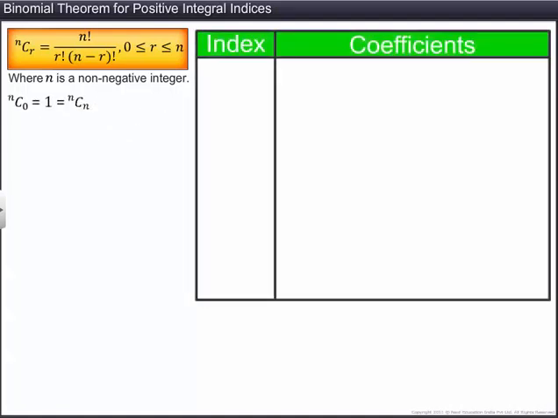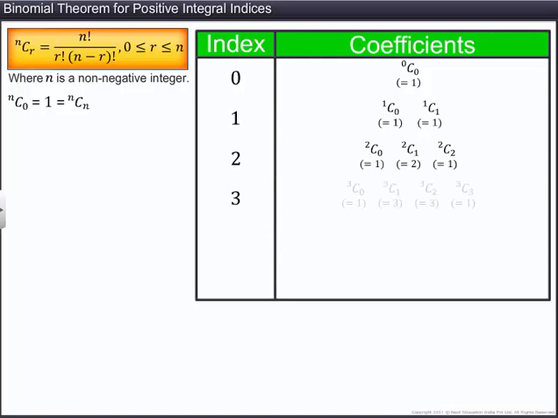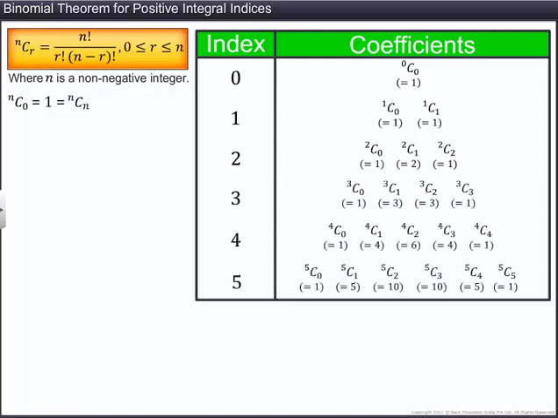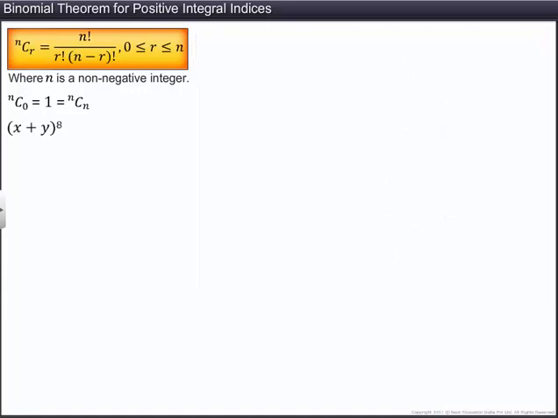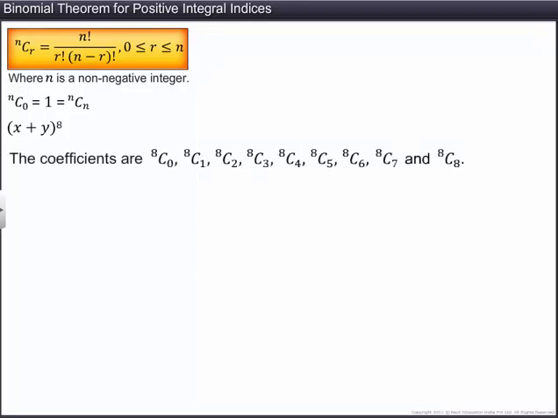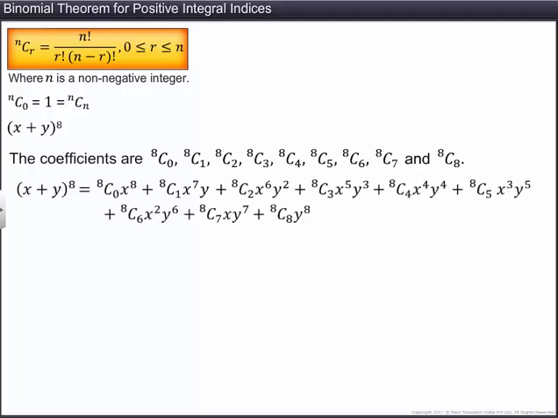Now, let us create a Pascal's triangle using combinations. Using this pattern, let us write the expansion for (x + y) whole raised to the power of 8. Using the pattern, we can write the coefficients as shown here. Now, let us write the expansion. Here is the expansion for (x + y) whole raised to the power of 8.